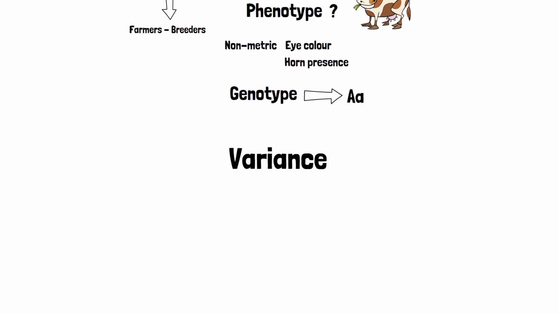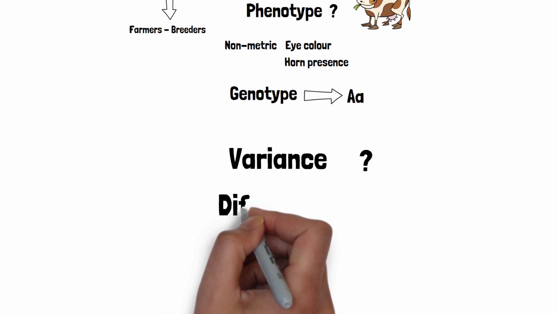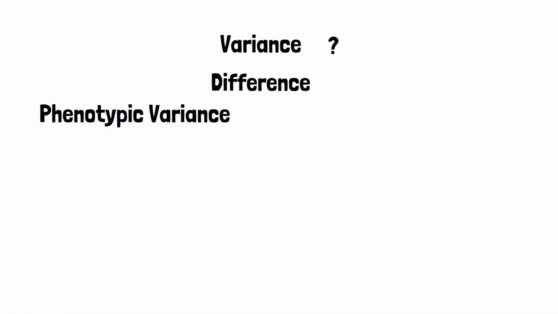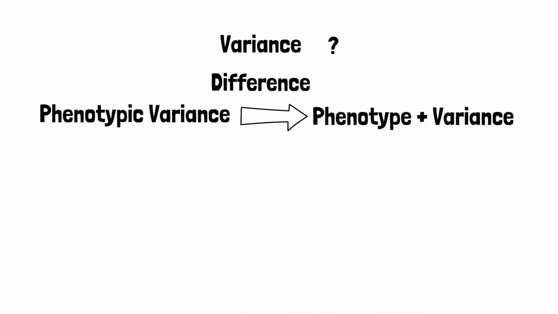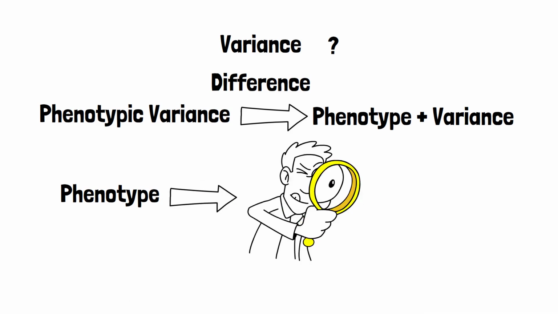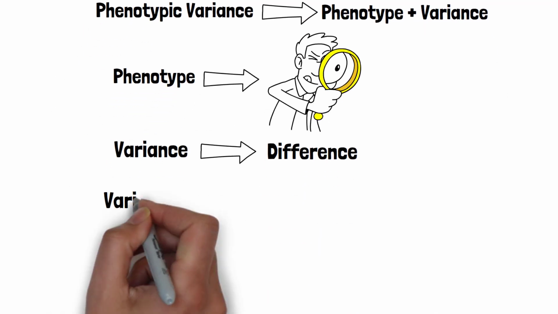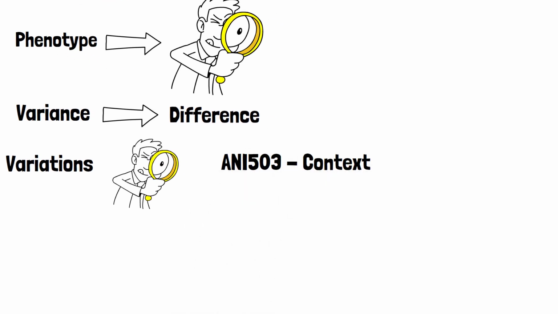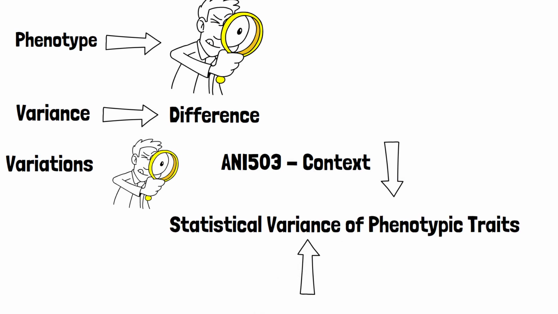Now let's discuss variance. What is variance? Just take variance as simply the difference or variations in something. Phenotypic variance, merging the two terms, phenotype and variance. Remember, phenotype is what you see. Variance is the difference. So it means the difference or variations in what you see in organisms. In this context, it's simply just the statistical variance of phenotypic traits. You do remember what variance is, right?